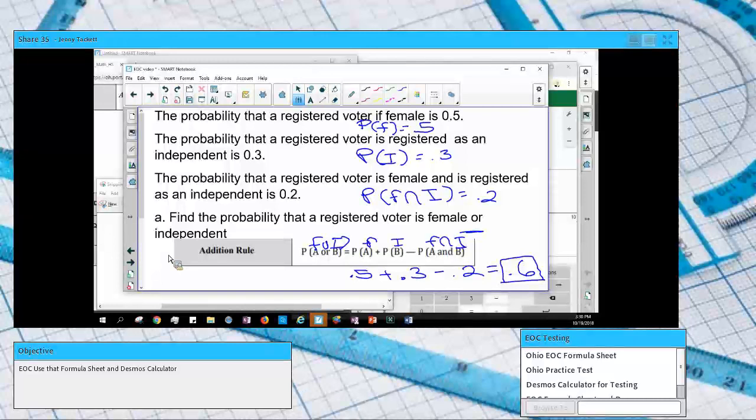Again, look, this rule exists. It's on the sheet. Obviously, they're going to ask a question that will probably use it. Look for the word or. Then you may need to use this sheet, this formula. It's the only probability formula on the sheet.